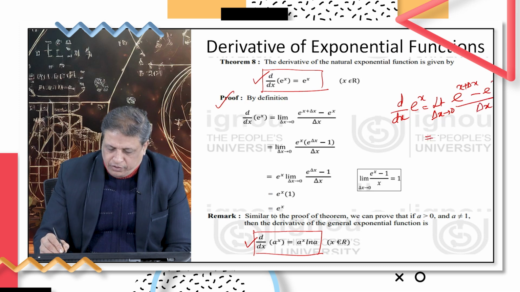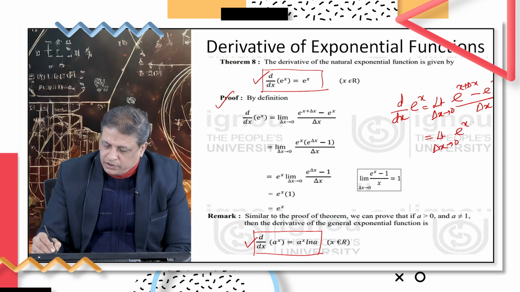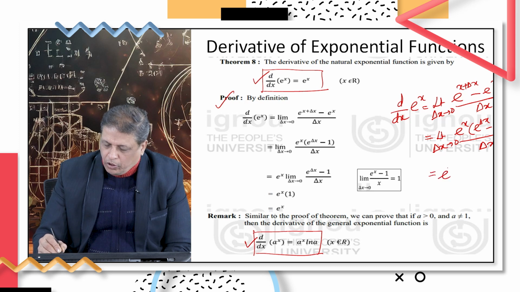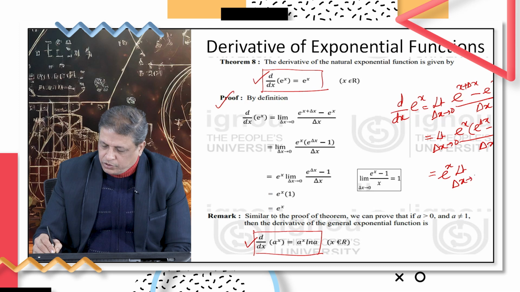Solving for the numerator, we will get limit delta x tends to 0, e to the power x, e to the power delta x minus 1 upon delta x. Now taking e to the power x as a constant, as a common part, e to the power x limit delta x tends to 0, e to the power delta x minus 1 upon delta x.